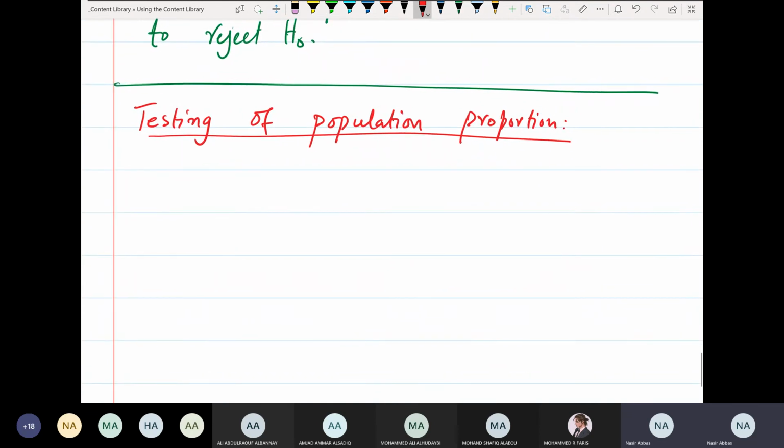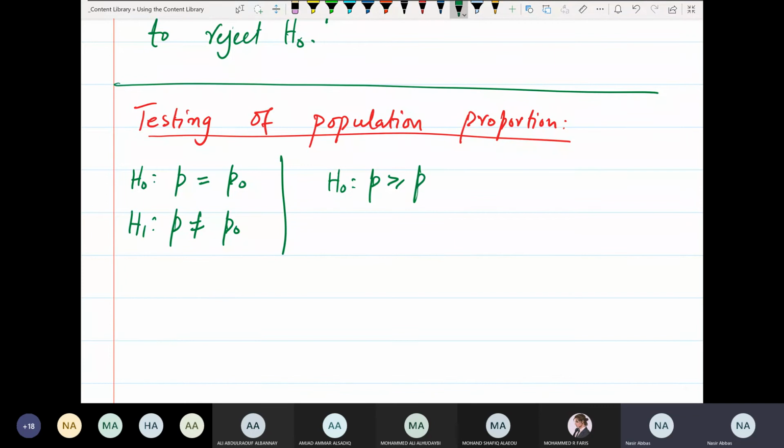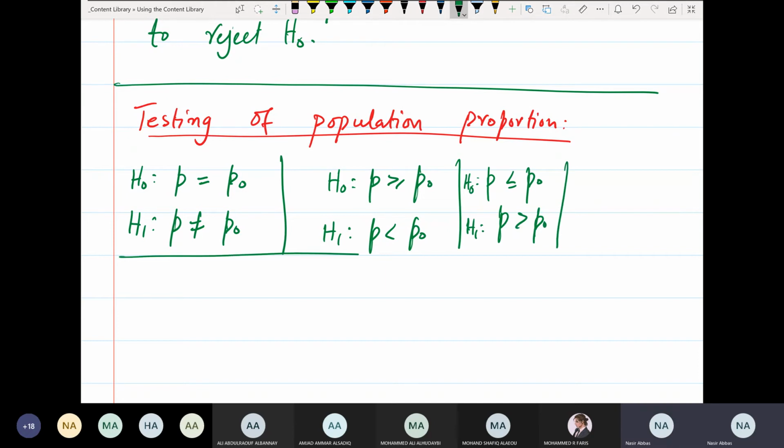You will have 3 different types of questions we can ask you. We can ask you a two-sided hypothesis that P is equal to P naught against P is not equal to P naught. Or we can ask you P more than equal to P naught against P less than P naught. Or we can ask you P less than equal to P naught against P more than P naught. Same 3 types of hypotheses you may encounter for the population proportion.